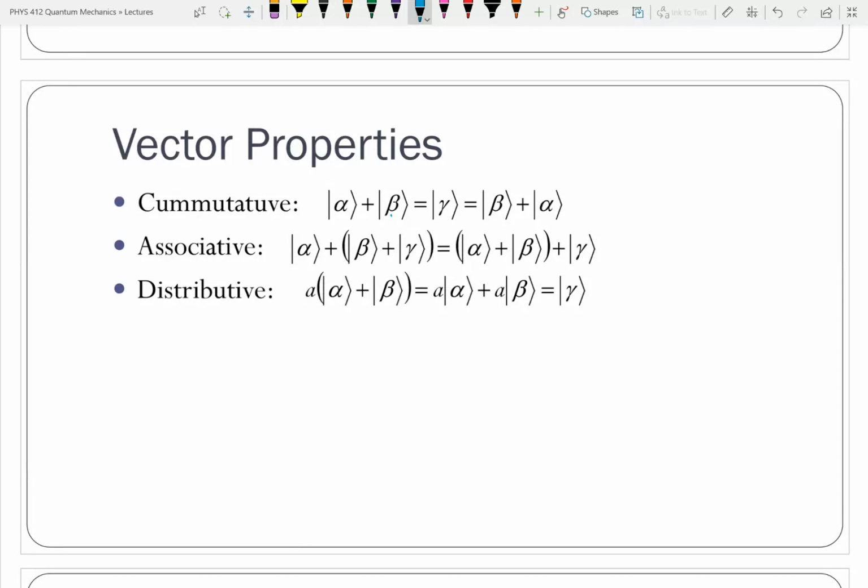The textbook has a few more. Distributive property: if I have a constant multiplied by alpha plus beta, it's the same as the constant times alpha plus the constant times beta. And it gives me a new vector again.